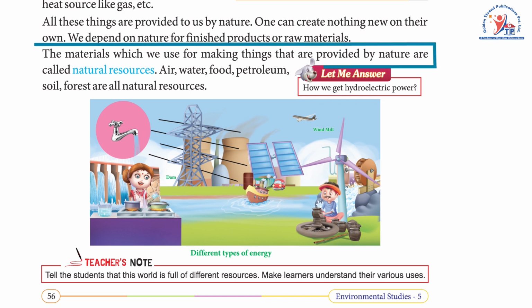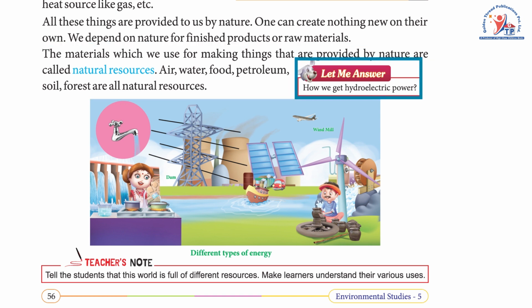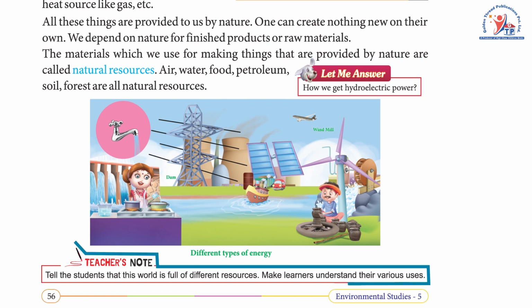The materials which we use for making things that are provided by nature are called natural resources. Air, water, food, petroleum, soil, forest are all natural resources. Let me answer. How we get hydroelectric power? Teacher's note: tell the students that this world is full of different resources. Make learners understand their various uses.